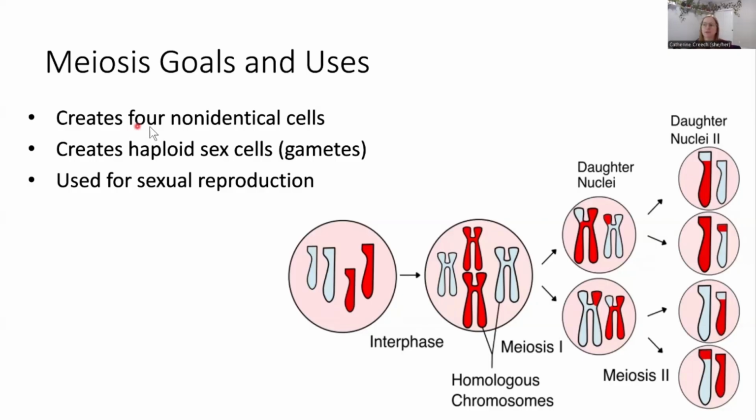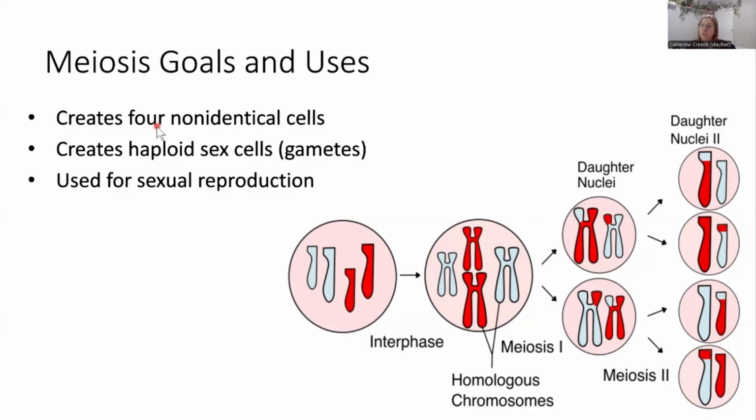Meiosis is going to create 4 non-identical daughter cells. That means that you'll have 4 genetically different cells by the time you're done with meiosis. Meiosis is used to produce sex cells. Specifically, we call those gametes.